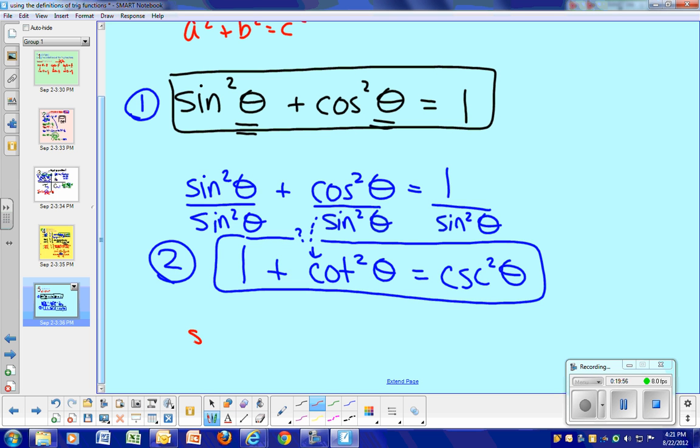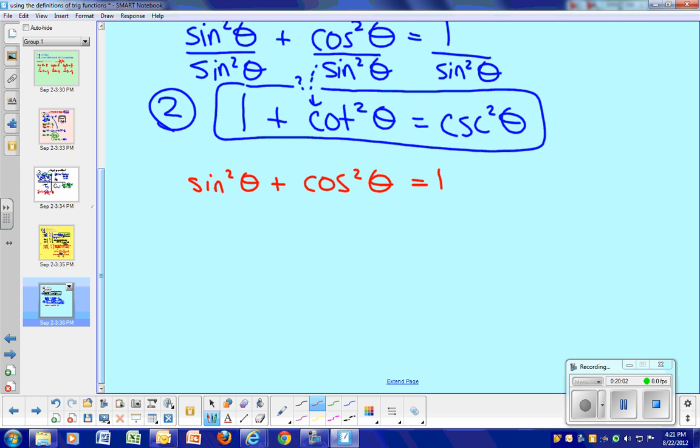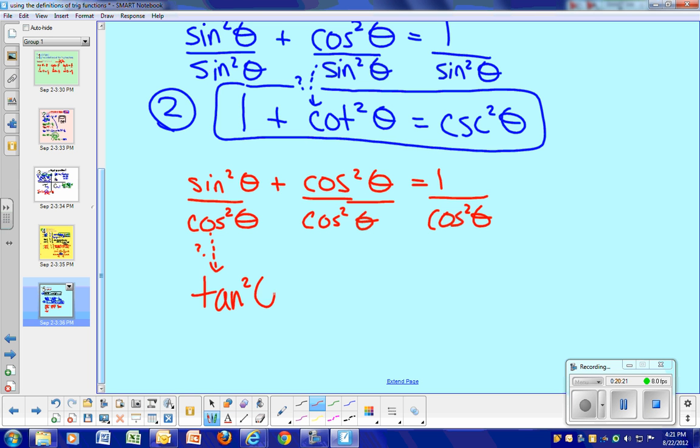I'm going to write it down again. That was sine squared plus cosine squared equals 1. Now this time, instead of dividing through by sine squared, suppose you divide everything by cosine squared. So this first fraction, sine over cosine, is equal to tangent. So that's tangent squared, the square just follows along.